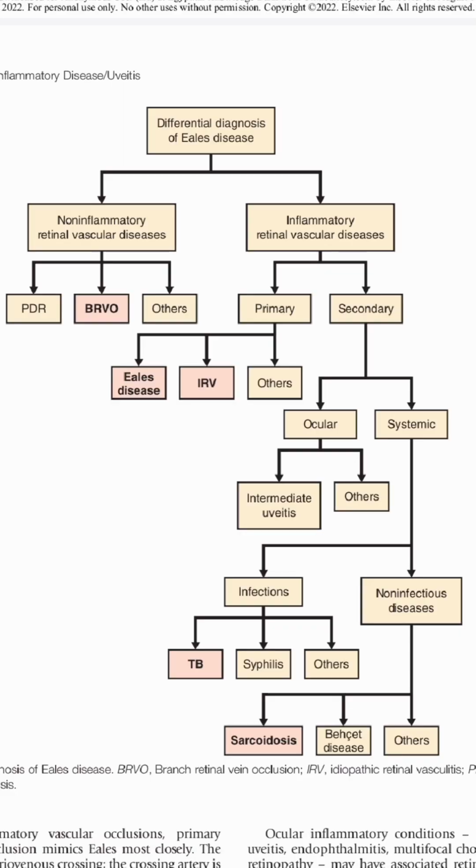Ocular inflammatory retinal vascular diseases can be intermediate uveitis and others. And systemic inflammatory retinal vascular diseases, which are secondary, can be infectious and non-infectious. Infectious causes include tuberculosis, syphilis and others. Non-infectious diseases include sarcoidosis, Behçet's disease and others. Differential diagnosis of Eale's disease done. Now the flow chart is done.